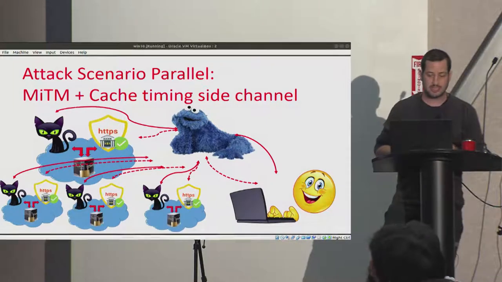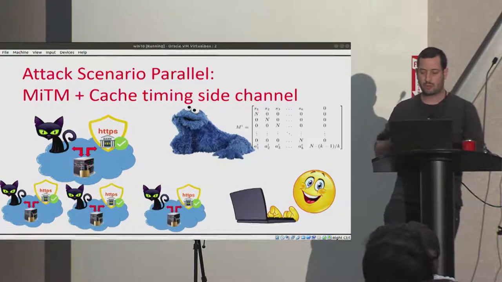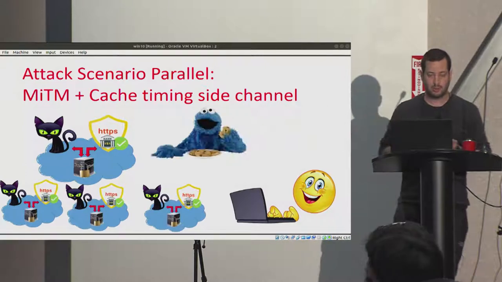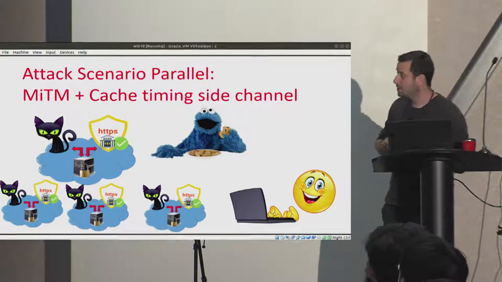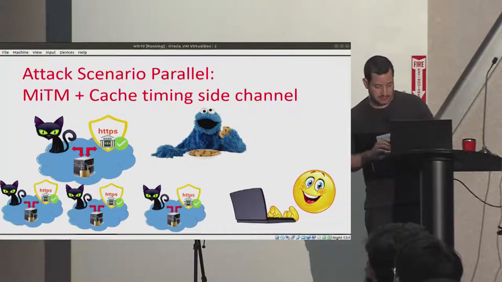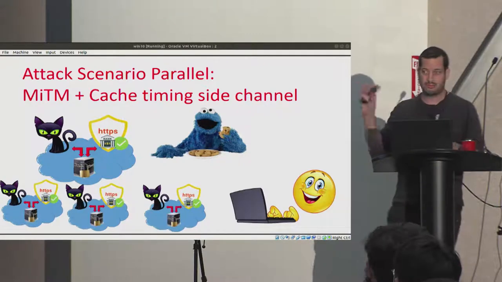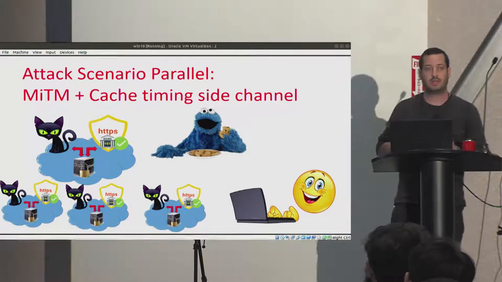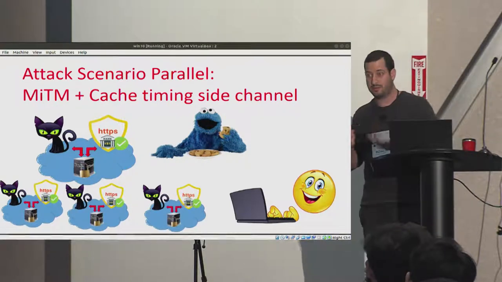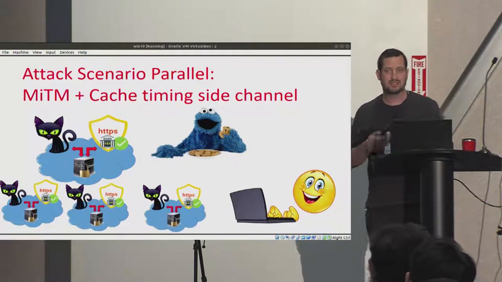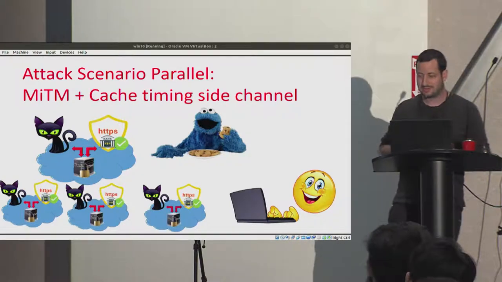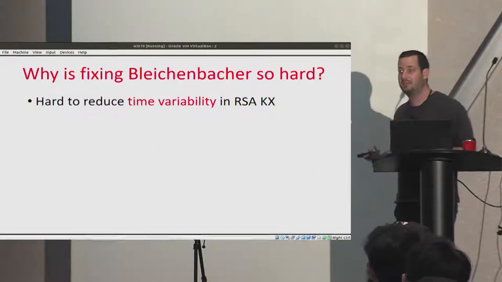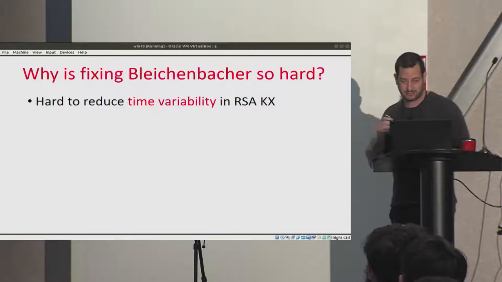We do the same attack as before. We get all of the results. We put them in the lattice, and then we have the cookies. Okay, so this is the full attack scenario, but so far I didn't mention it. What are the actual vulnerabilities of the Bleichenbacher attack? And actually, why is it so difficult to fix this problem? It's known from 98.